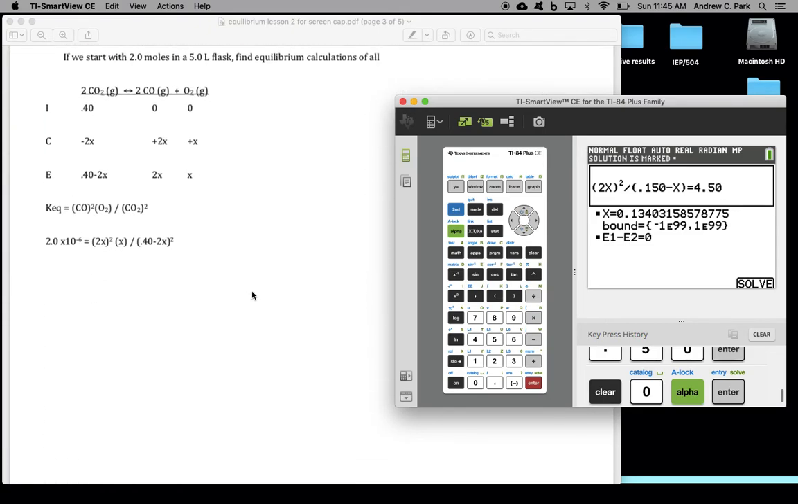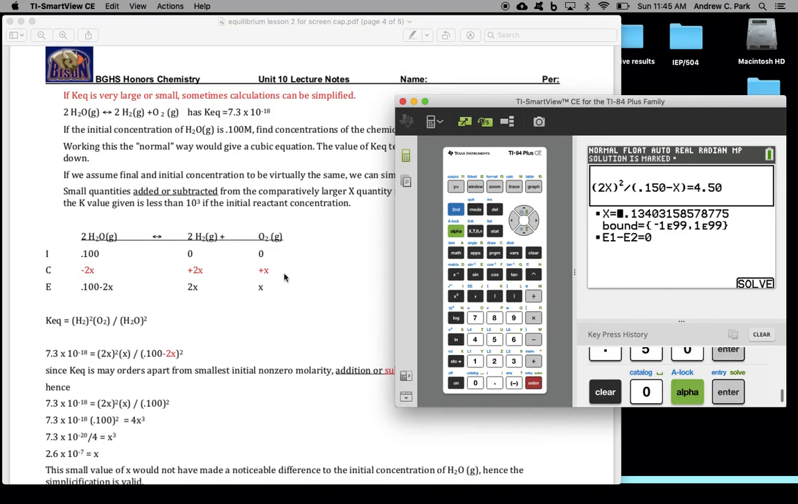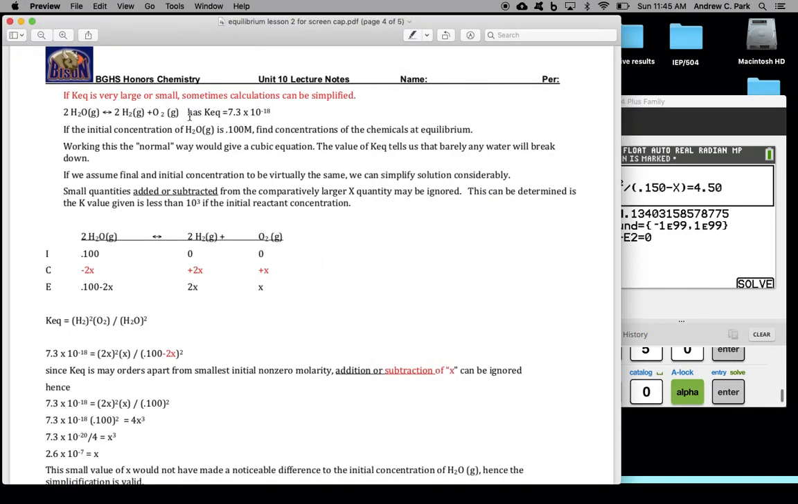All right, maybe one more. Oh, and here we'll talk about simplification. Okay, so with simplification, sometimes you have a KQ value that's really small, like 10 to the negative 18th, this is really, really, really small.